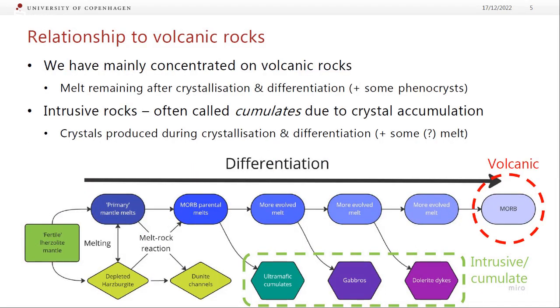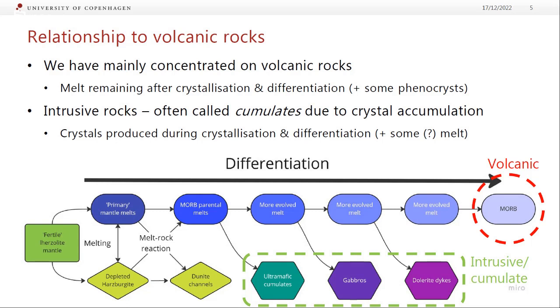Okay, so far in this course, we've basically just talked about volcanic rocks. We did have a little bit of a talk about ultramafic cumulates and gabbros in relation to mid-ocean ridges. But the thing with volcanic rocks is that what we're overwhelmingly looking at is the leftover melt after some crystallization has happened. And we've got some phenocrysts in it, right? So we've got some of the crystals that crystallized from earlier melts.